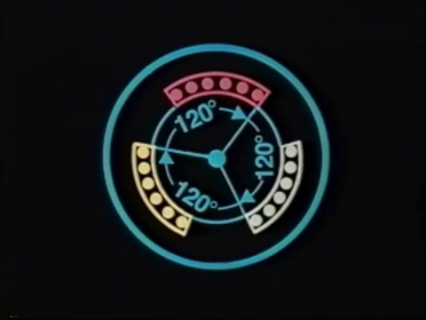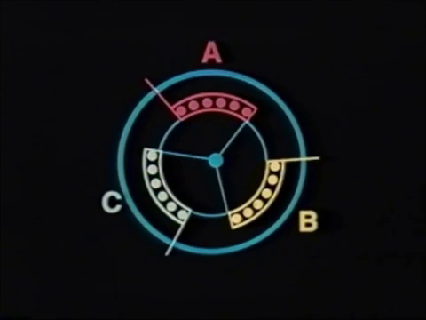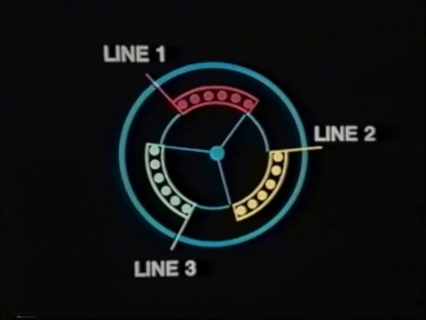Three-phase power is three separate and complete coil groups spaced 120 electrical degrees apart. Three-phase power uses three transmission lines, usually designated Phase A, Phase B, and Phase C, or Line 1, Line 2, and Line 3.